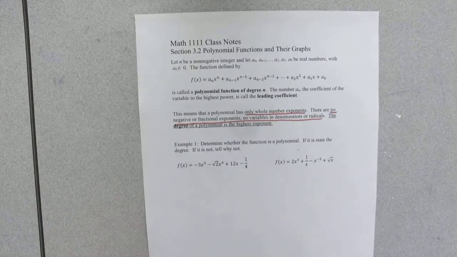So looking at this first guy, determine whether the function is a polynomial. If it is, state its degree. If it's not, tell why not. So it's all about the variables and their exponents. I need to have the exponents be only whole numbers, 0, 1, 2, 3, 4, 5, 6, and so on, and no variables in radicals or denominators.